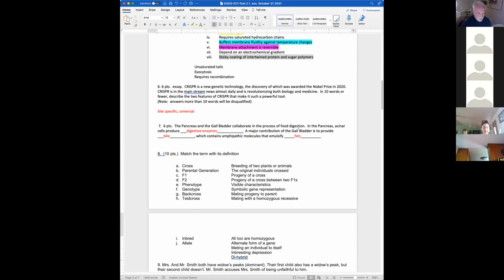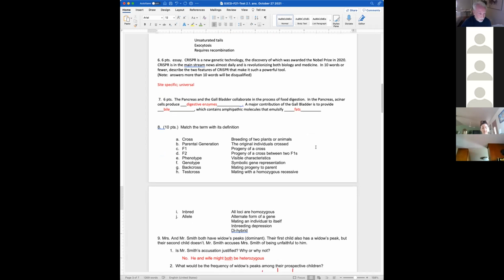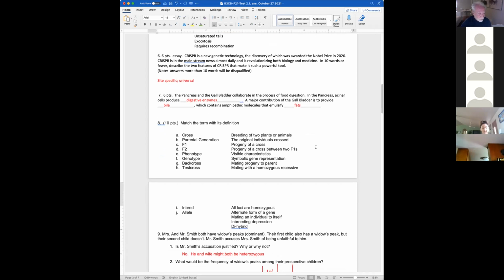A major contribution of the gallbladder is to produce bile, which contains amphipathic molecules to emulsify fats. And again, anything that represented any of these answers, you should have gotten full credit for, even though the speed grader might mark you wrong.